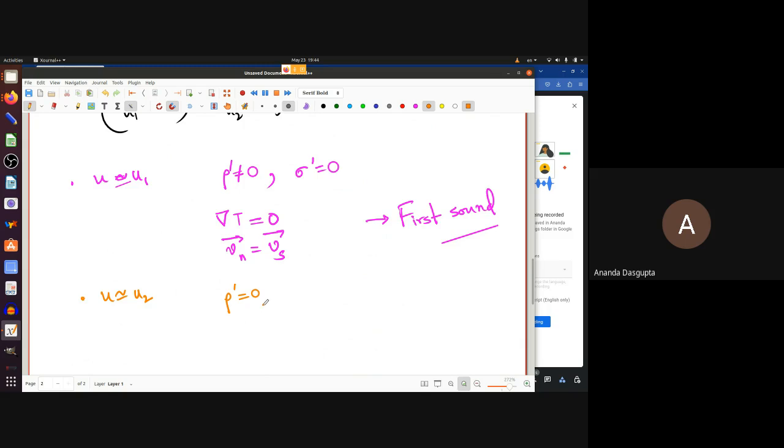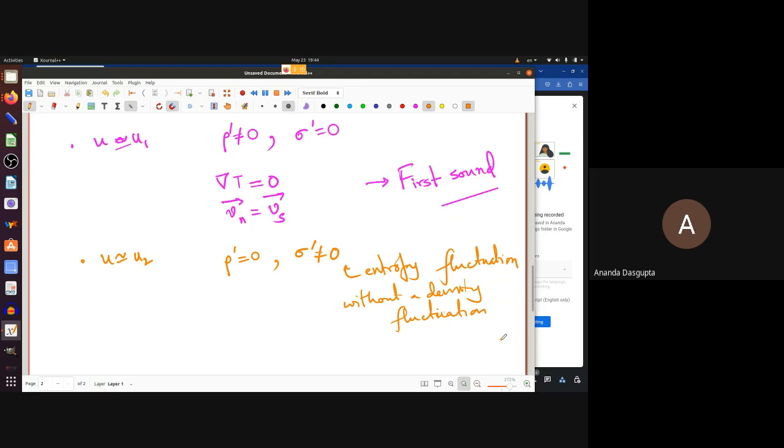That doesn't mean density is 0. Rho prime, remember, is the amplitude of density fluctuation. That is 0. But sigma prime is not 0. So there is an entropy fluctuation without a density fluctuation. And because there's no density fluctuation, this really means that there is no gradient in pressure. This kind of wave occurs without a pressure gradient.